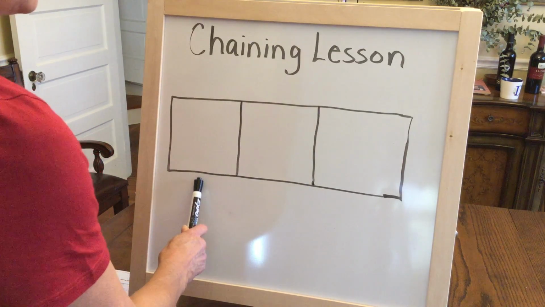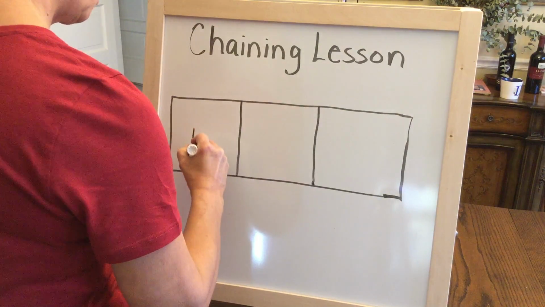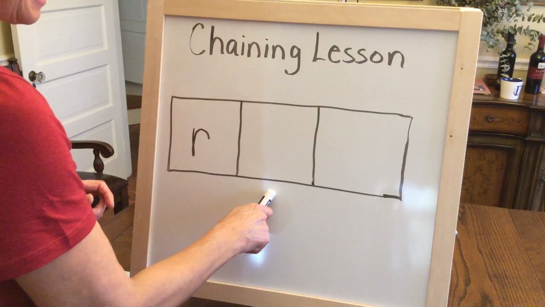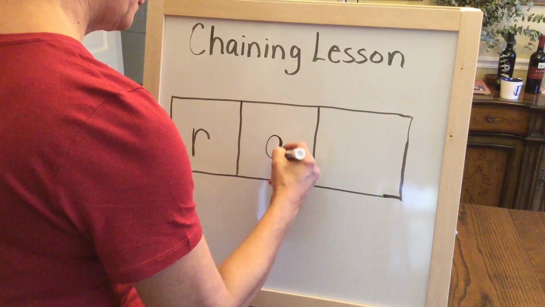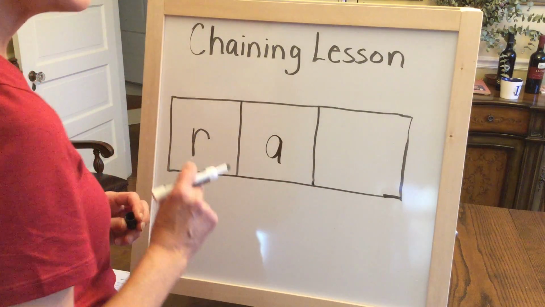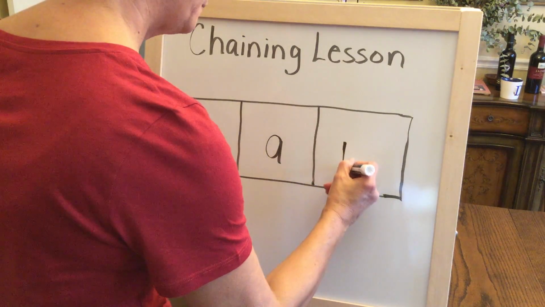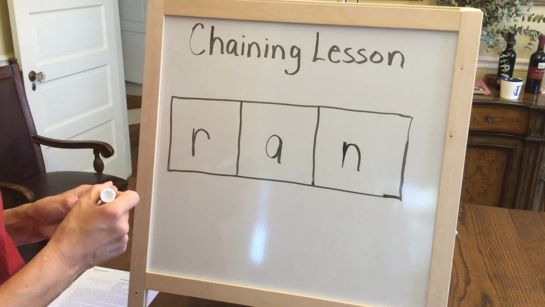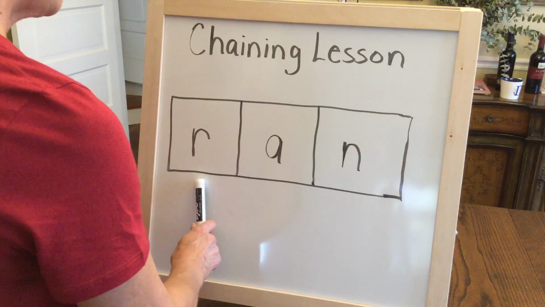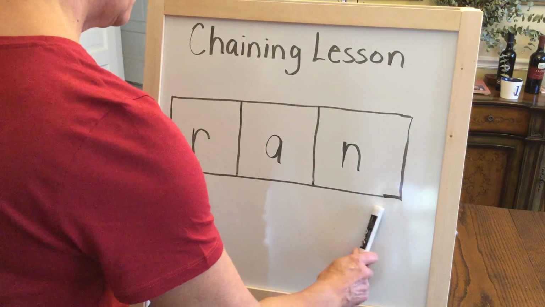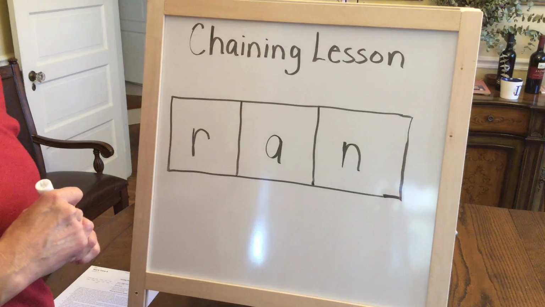N. So, what letter makes that sound? Correct, R. So I'm going to write the R there. Ah. What letter says ah? Correct. A. So I'm going to write an A in here. What letter makes that sound? N. Correct. So I'm going to write an N there. Now that I have my letters written in, I'm going to tap underneath each letter and say its sound and read the word. Ran. Very good.